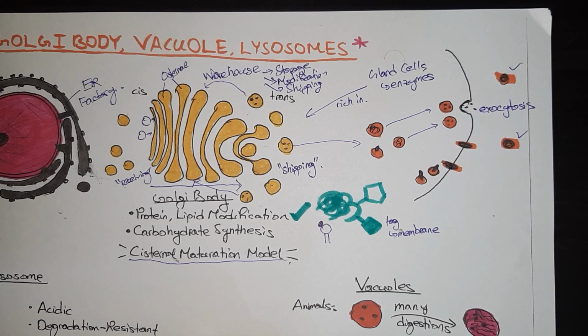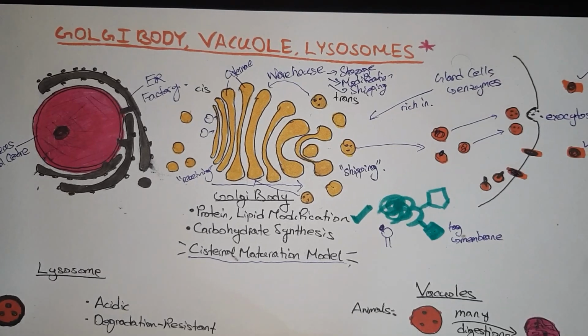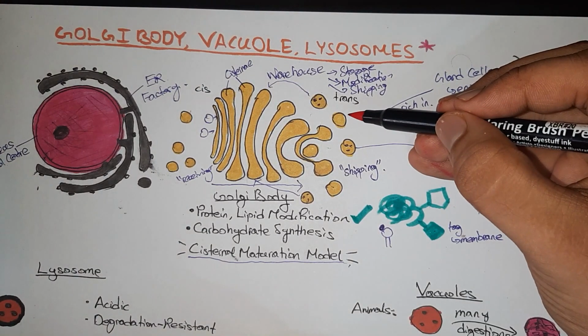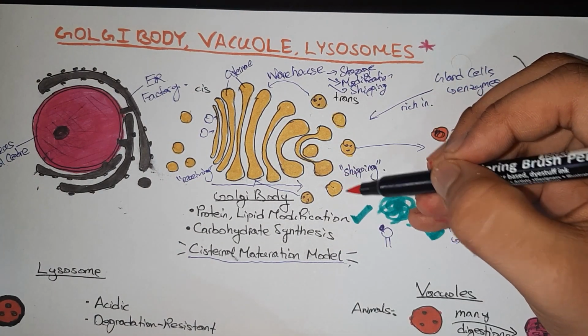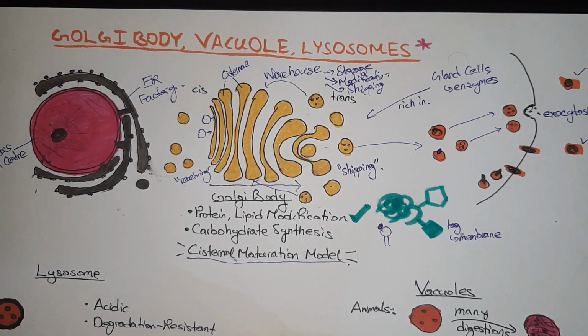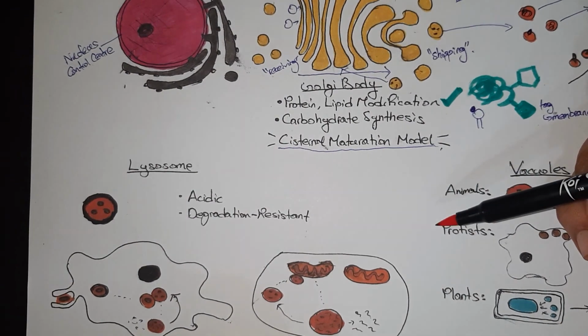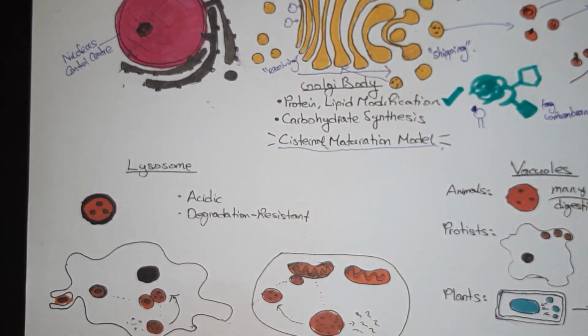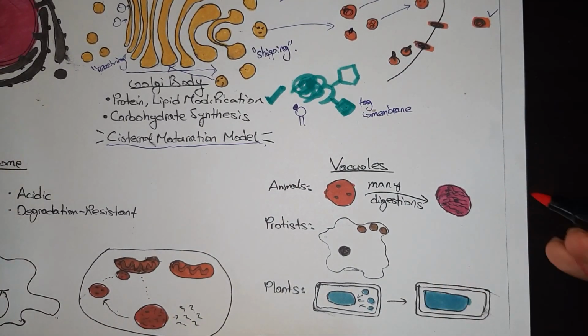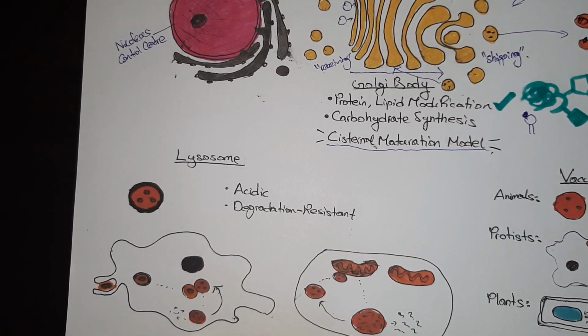And now the Golgi body has two other important functions. Firstly, it is the function of the lysosome, and secondly, it is the function of the vacuole. So the lysosome here I have colored in red. This is the lysosome. And the vacuole I have colored in pink. This is the vacuole. So first let us look at the lysosome.